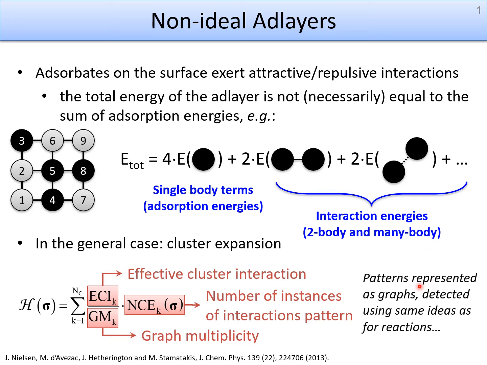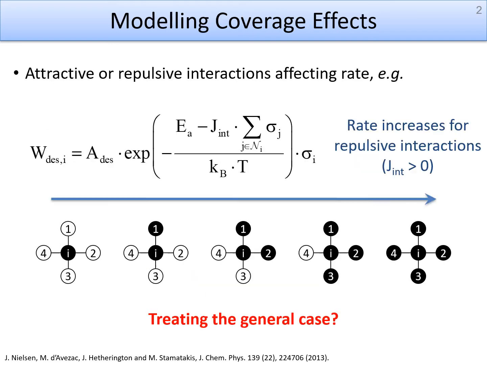Now, the patterns are represented as graphs, so they can be detected using the same ideas that we discussed earlier for reactions, using a subgraph isomorphism solver, etc. So why do we care about attractive or repulsive interactions? Because they affect the rate.